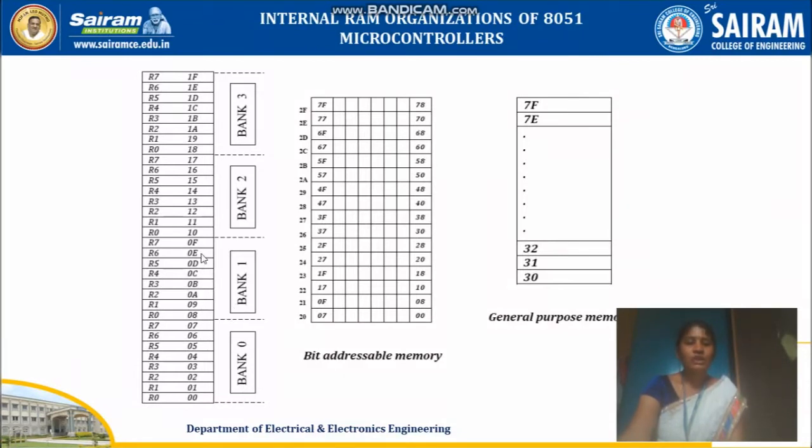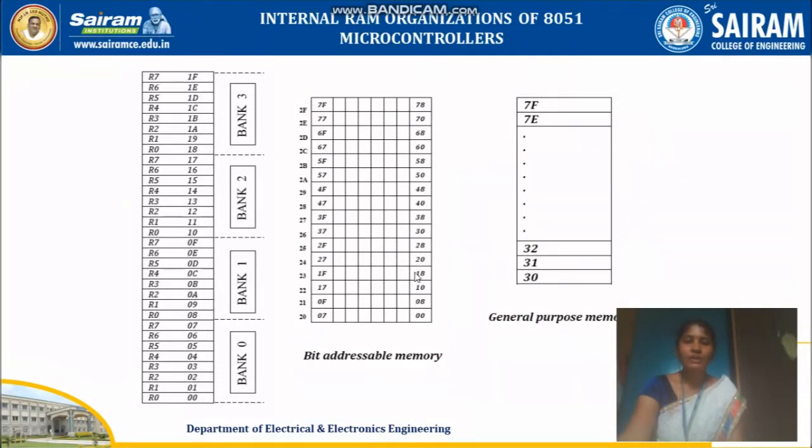08 to 0F is bank 1. 10 to 17 is bank 2. Whatever I am saying now is the address of register bank 0, register bank 1, register bank 2 and register bank 3. Next is your bit addressable area.